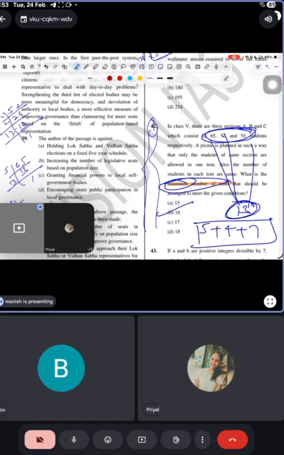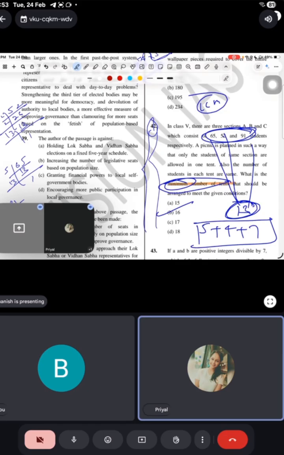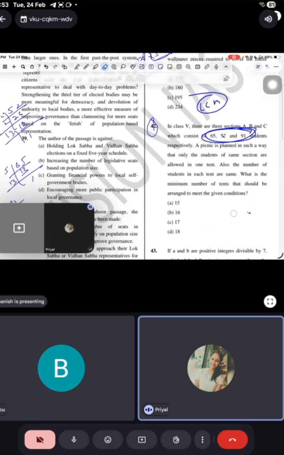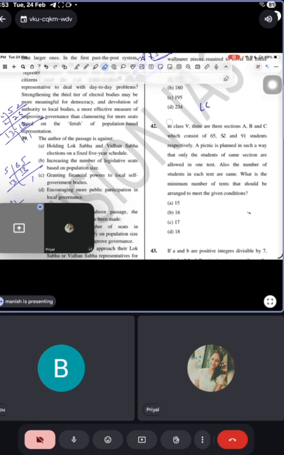HCF. And when they talk about multiple kinds of things, then we have to go to the LCM. So these are two things that you have to understand to get the answer basically. Otherwise, you can get trapped actually. Multiple means LCM.